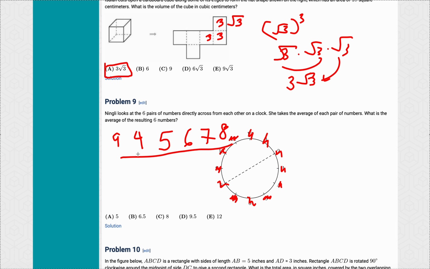So let's take the average of this. So we have 4, 5, 6, 7, 8, 9. So we just want to find the average of this. And since they're all in this nice increasing order, 4, 5, 6, 7, 8, 9, we just need to look at the middle. The mean and the median are going to be the same. In this case, that's between 6 and 7. So the answer is 6 plus 7 divided by 2, which is 6.5.